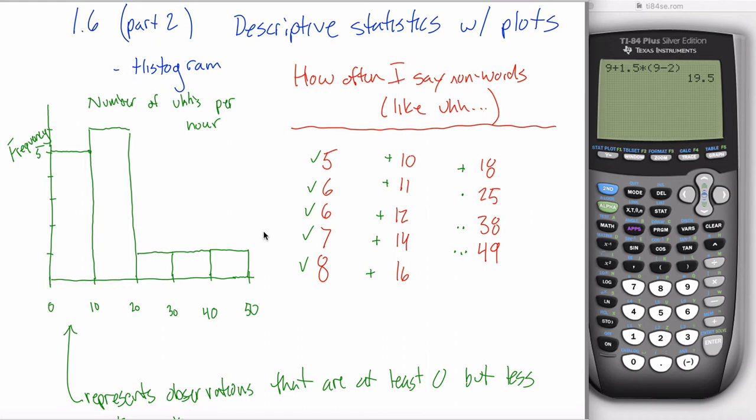I'm supposed to teach you how to make one on your calculator because in theory, you're going to be doing this not with 14 observations, but with 140. If you have 140, you might not want to draw them by hand.